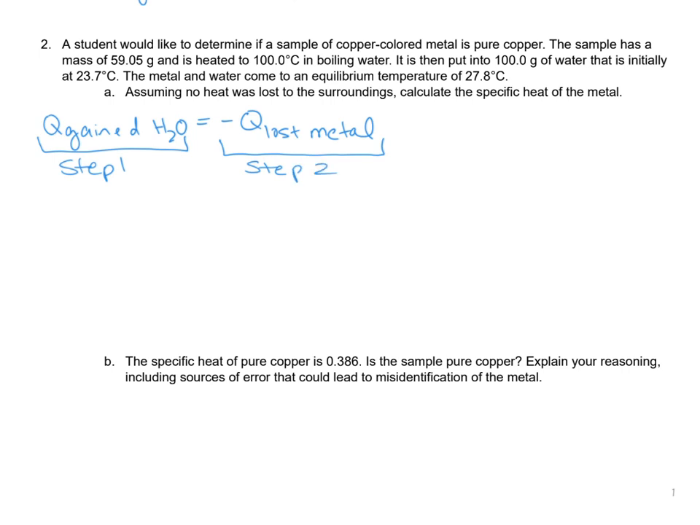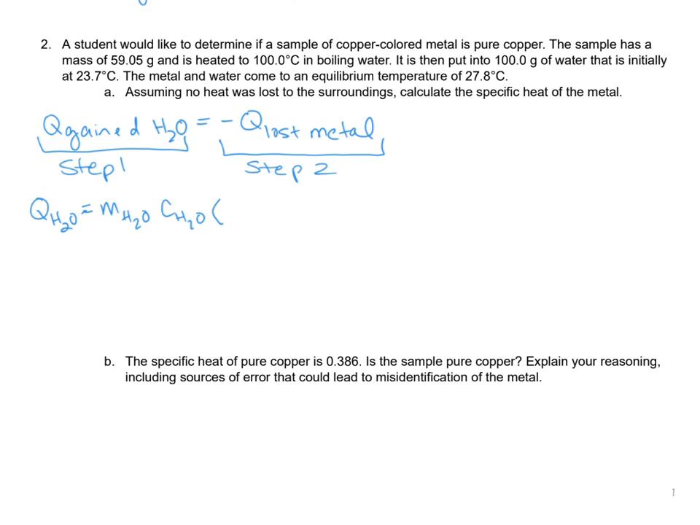So for step 1, the energy gained by the water, because the water changed in temperature but did not change phase, we know that we are going to use our Q equals MC delta T equation. The mass is going to be the mass of the water. Everything in this part is the water part. The specific heat will be the specific heat of the water. And the change in temperature is the change in temperature of the water, final minus initial.